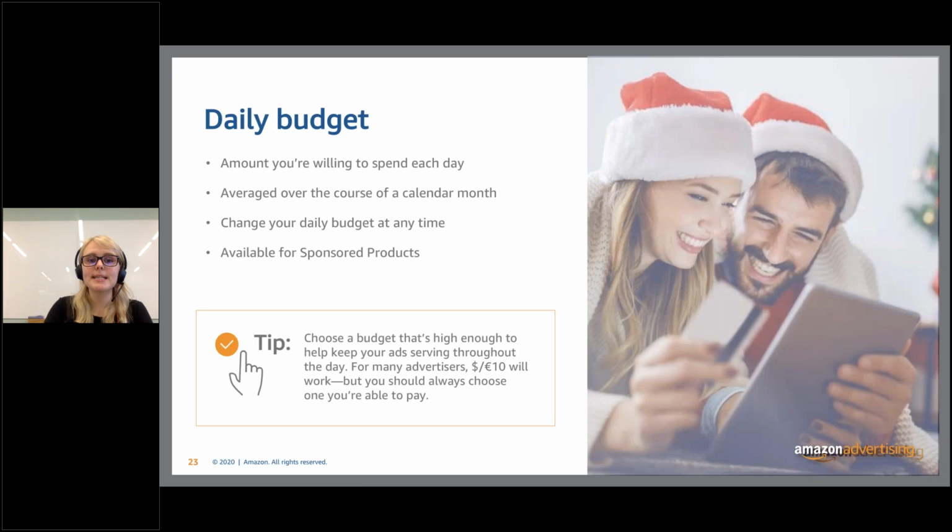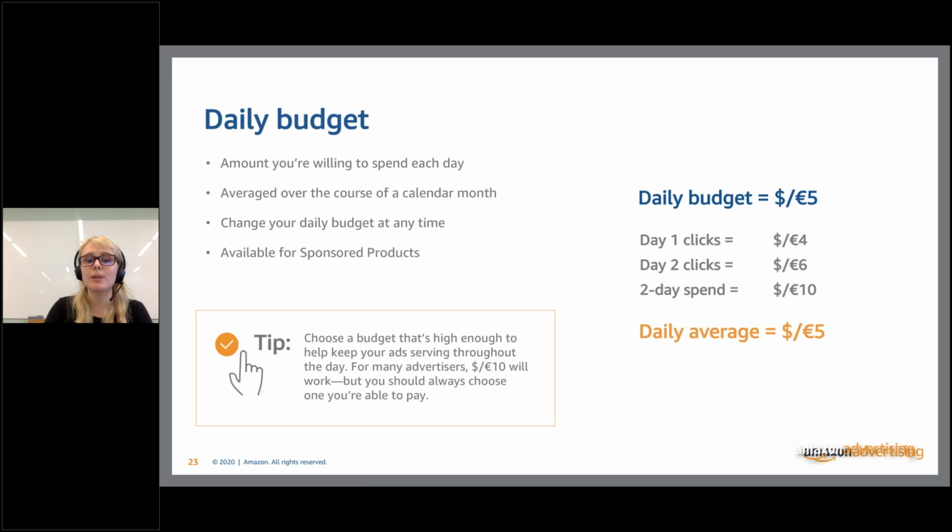So what I mean when I say it's averaged over the course of a calendar month is if your daily budget, say, is £5, and on day 1 you get £4 worth of clicks, it means that on day 2 you could have up to £6 worth of clicks, which would take your 2-day spend to £10 and your daily average to 5. So what this system does is it allows you to take advantage of high traffic days so that you can generate more clicks on your ad, but you will still average out at the daily budget that you've set.